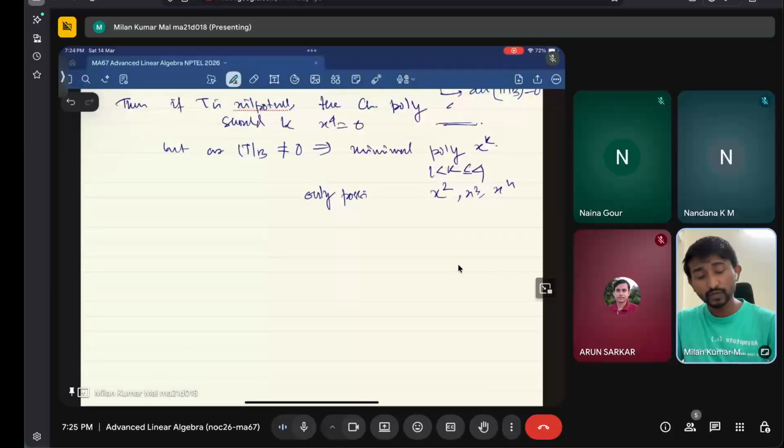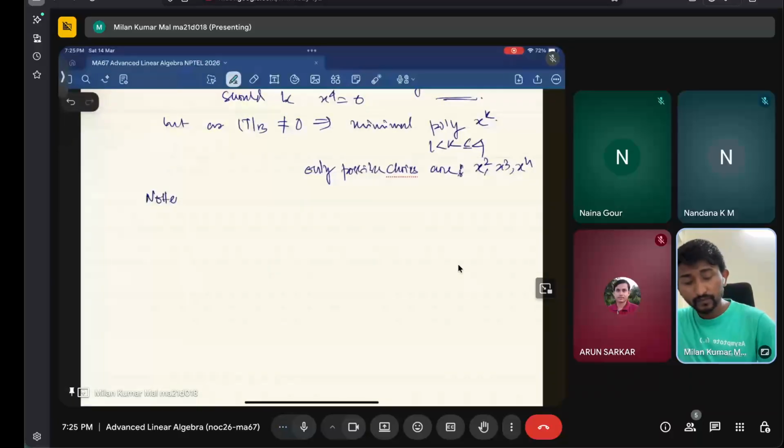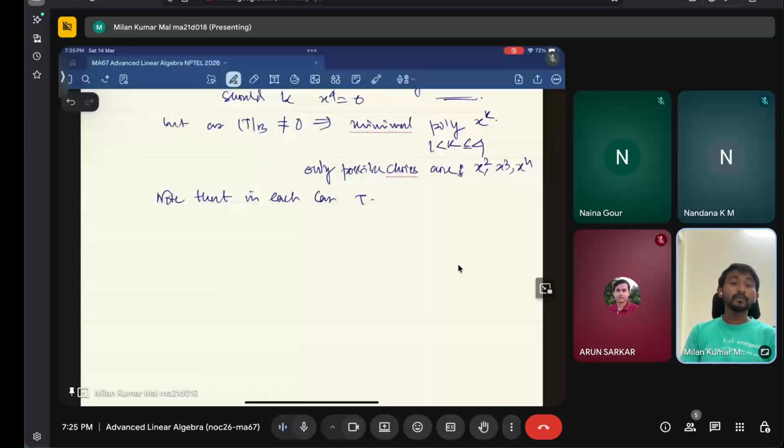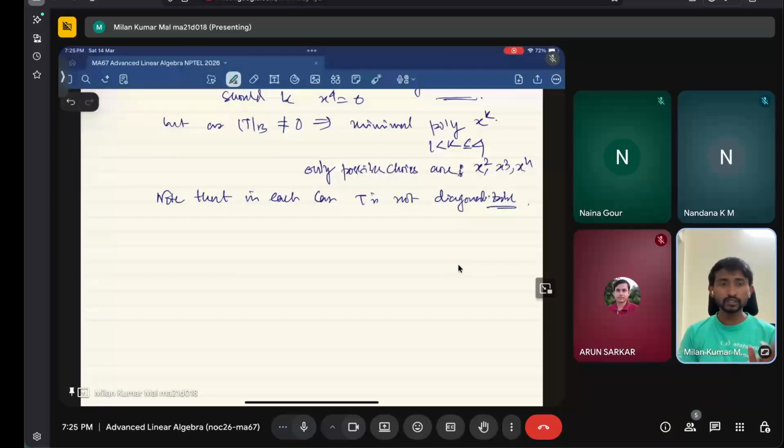X square, x cube, x to the power 4. But note that in each case, T is not diagonalizable, because if T is diagonalizable, then its minimal polynomial has to be a product of distinct linear factors. But here x square, x cube, x to the power 4, they are not distinct. x square is x dot x, x cube is x dot x dot x, they are not distinct.